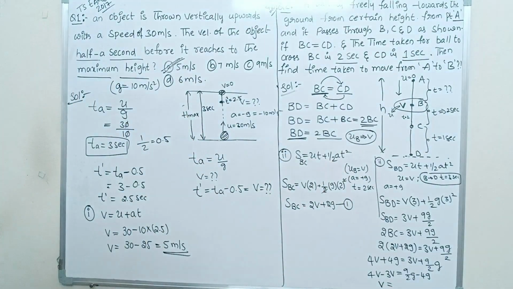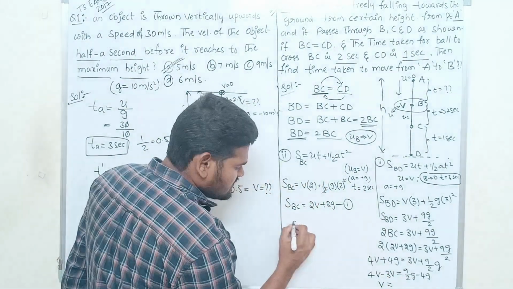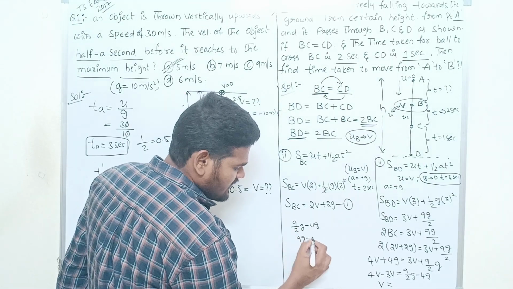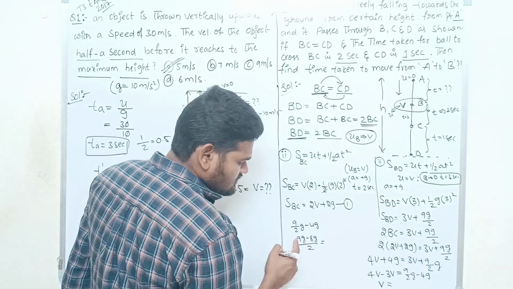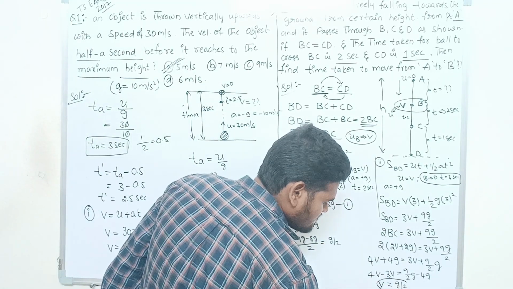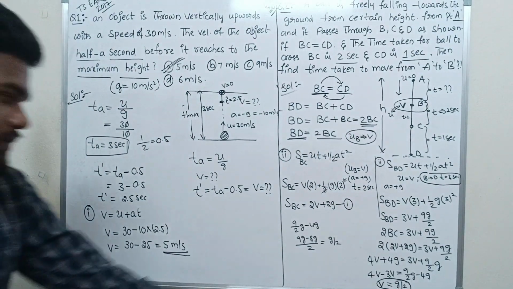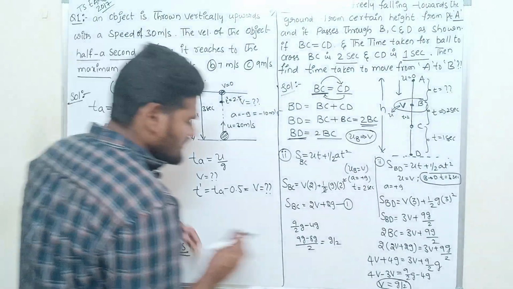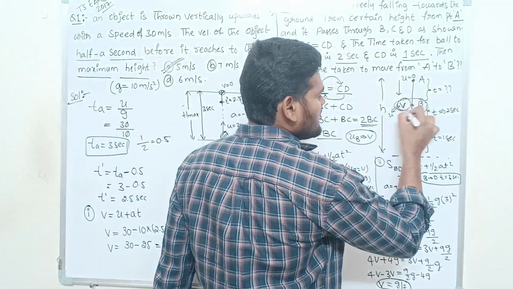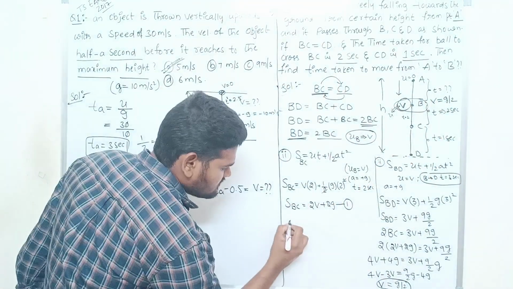Are you able to see the board? This is equal to 9 by 2 G minus 4G, which is 9G minus 8G divided by 2. So 9G minus 8G is G by 2. So V is equal to G by 2. That means the velocity of the particle at point B is G by 2.